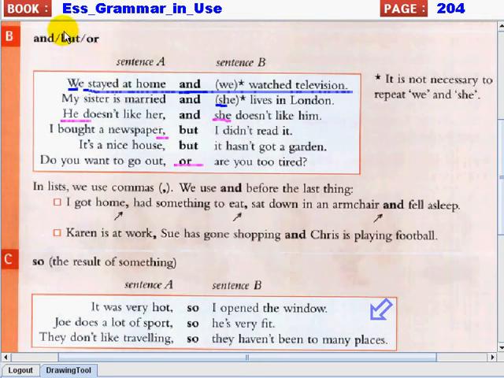Now, we haven't discussed the words but and or yet. Now, let's focus on those two words, okay? We use but when two individual thoughts in a sentence contradict each other. Again, we use but when two individual thoughts in a sentence contradict each other. Example: it's a nice house, but it hasn't got a garden. We use the word but, right? Two thoughts contradicting each other.